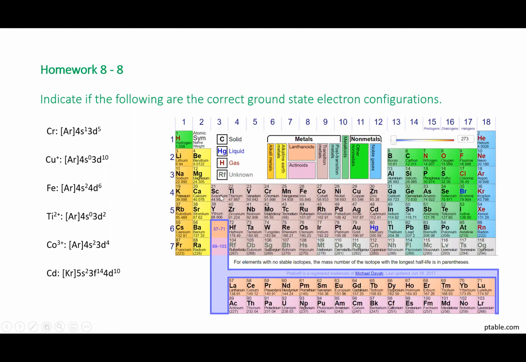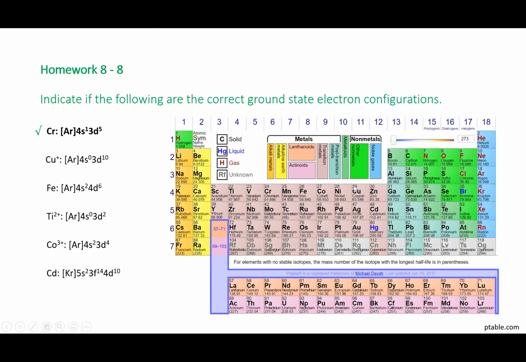So because you should normally expect a 3d4 and a 4s2, chromium is one of the weird exceptions, so you do get 4s1 and 3d5. So that is actually the correct configuration. So let's look at copper plus.